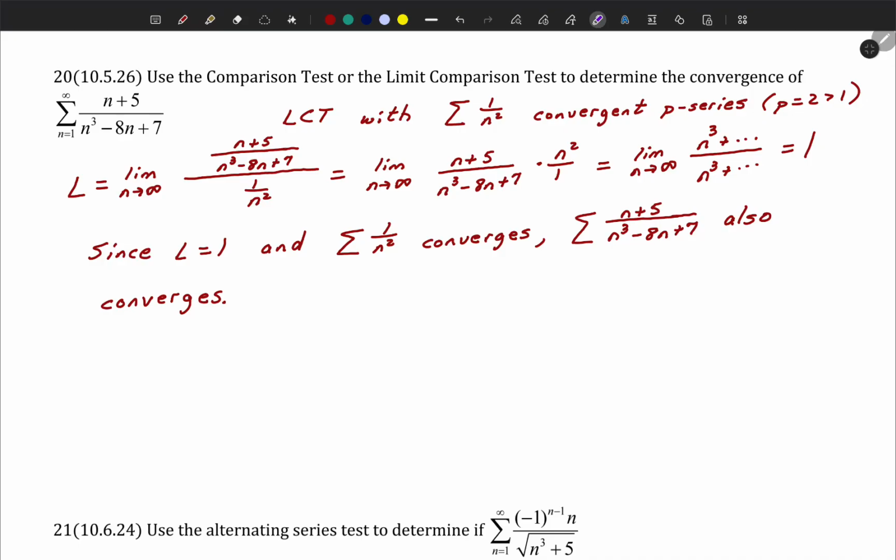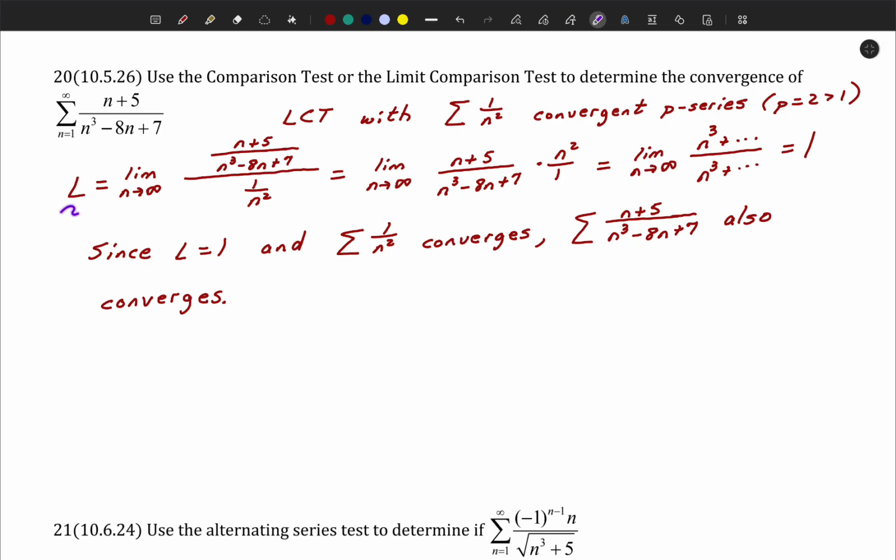So I can say, okay, how am I going to prove something with a p-series in a limit comparison test? Well, since this converges, all I want to show is that the series in question here is just a constant multiple of this convergent series. And then a constant multiple of something that converges also converges. That's the logic of the limit comparison test.